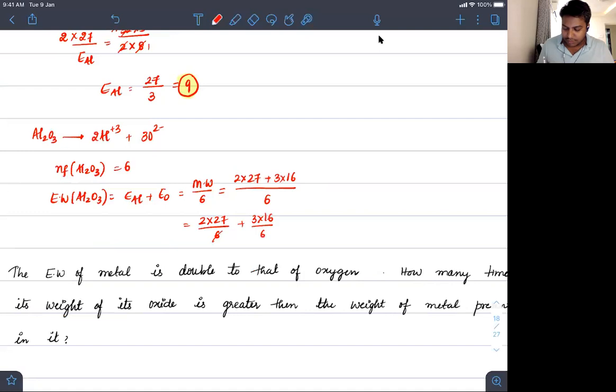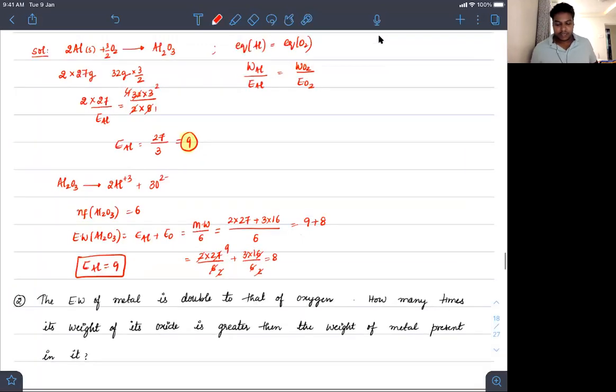So this goes 2 times. 2 will get cancelled. I'll get 9. And this 2 will get cancelled. I'll get 8. So this is coming as 9 plus 8. And what is the equivalent weight of oxygen, beta? That is 8 only, right? So 8 will get cancelled. So what is the equivalent weight of aluminum? 9. Understood? So accordingly, you can solve it.